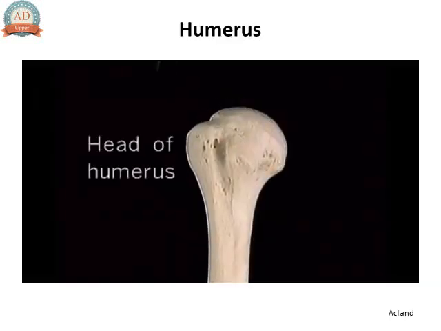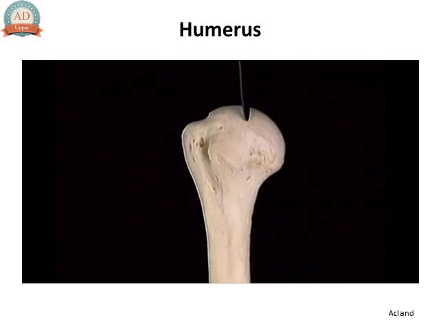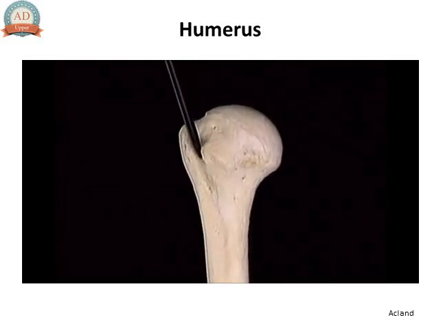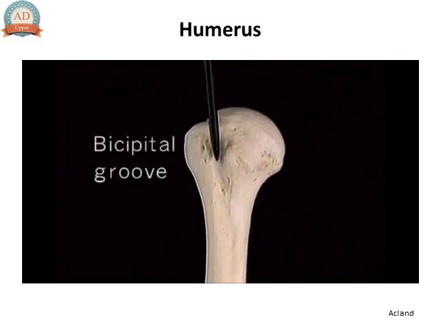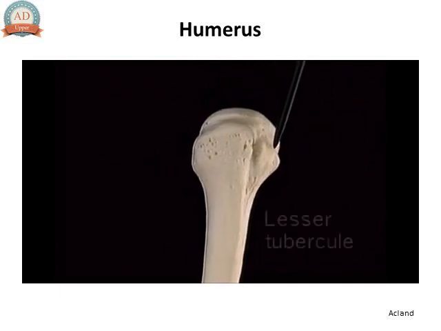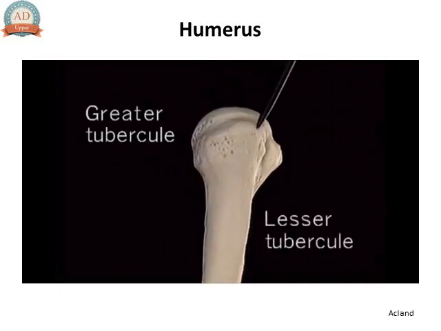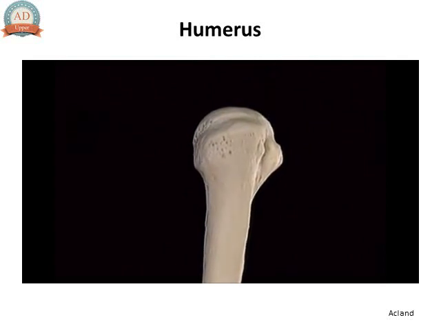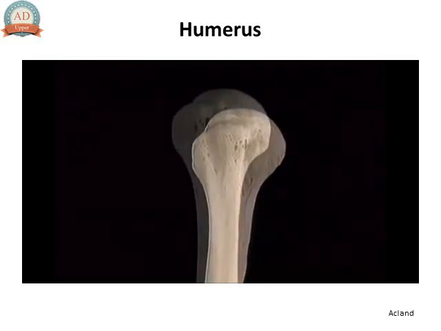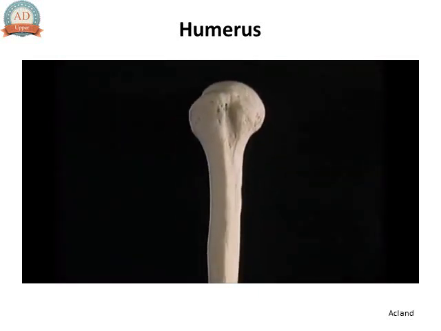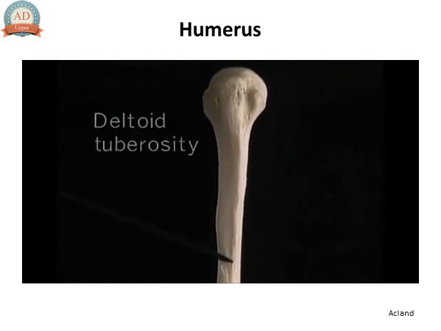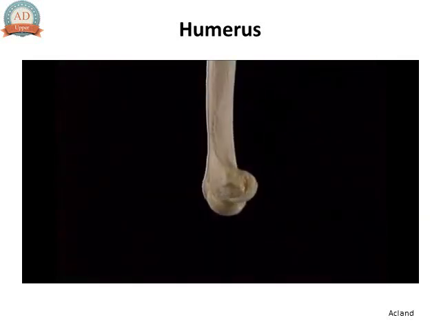This is the head of the humerus. The articular surface is half of a sphere. On the anterior aspect is a well-marked groove, known as the bicipital groove, because the tendon of the long head of the biceps runs in it. At the proximal end of the groove are the lesser tubercle and the greater tubercle. Because it's between two tubercles, the bicipital groove is also known as the intertubercular groove. Down here on the lateral aspect of the humerus, almost halfway down the bone, is a rough spot, the deltoid tuberosity. Now let's see the distal end.